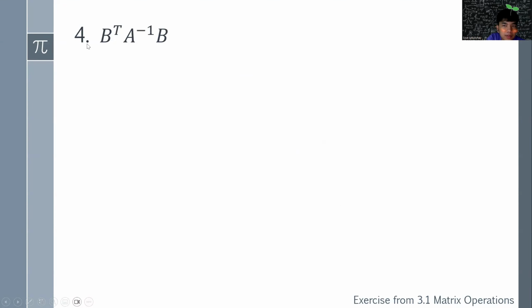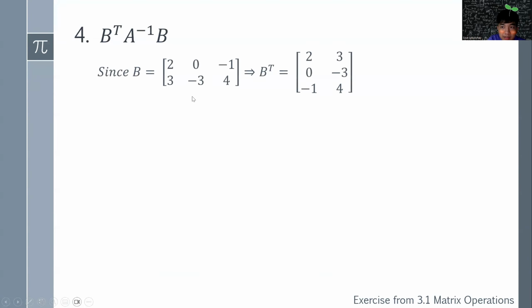So move to number 4, which is B power T times A inverse times B. Since B is a 2 by 3 matrix, then B power T is a 3 by 2, as we switch the columns with the rows. So here the first row becomes the first column, and the second row becomes the second column.